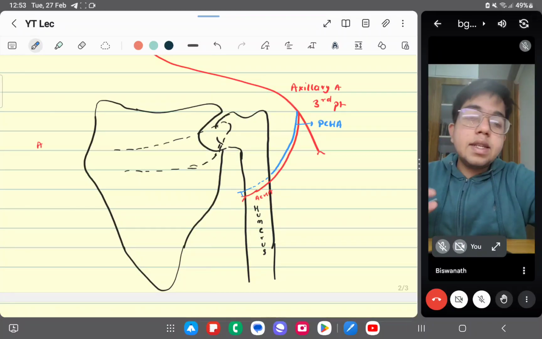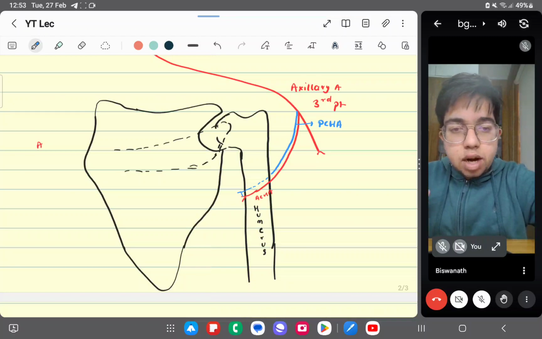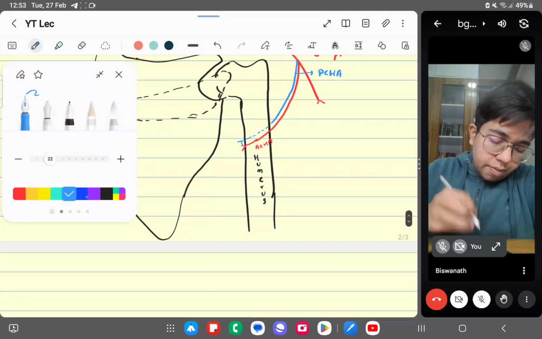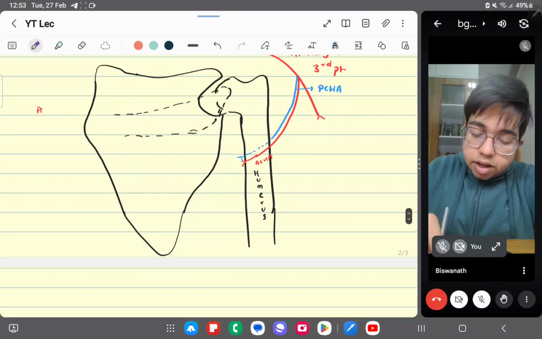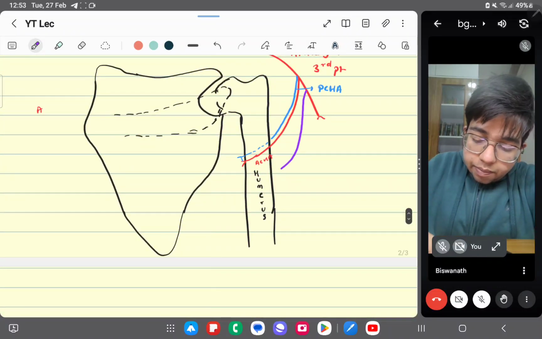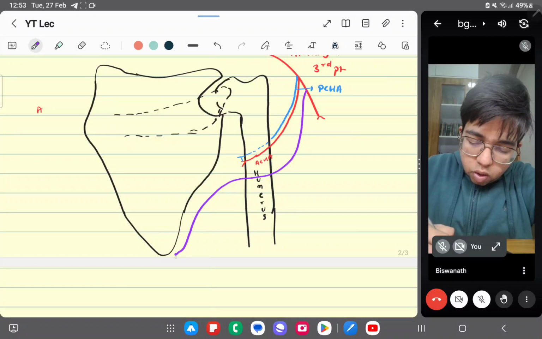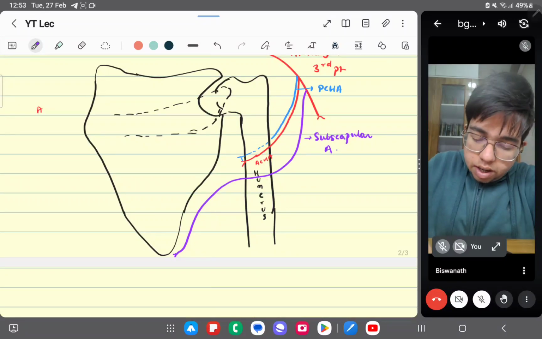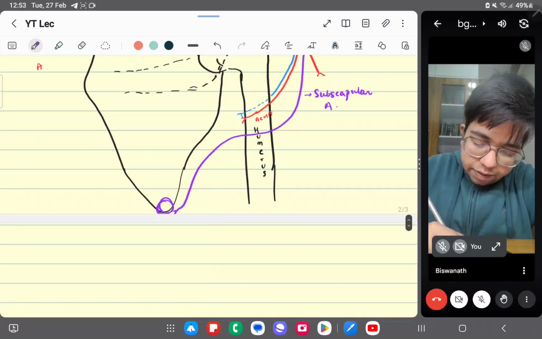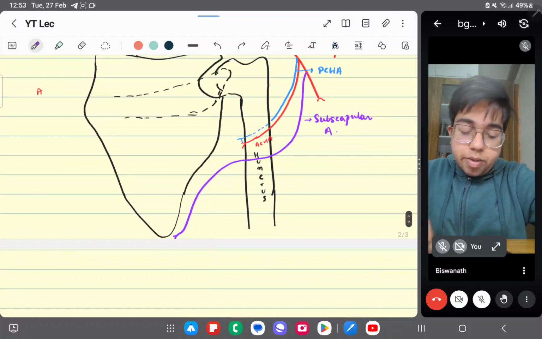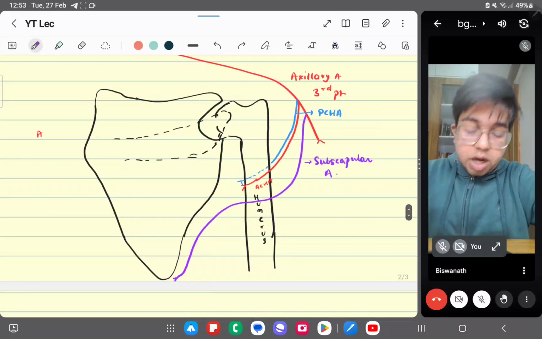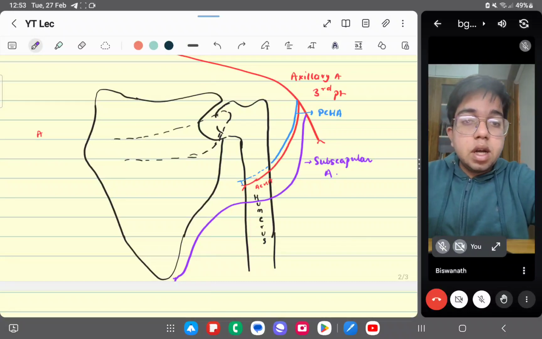And again, there is another artery which is called the subscapular artery. This subscapular artery will move to the inferior angle. I'm drawing the subscapular artery in another color yet. This is the subscapular artery. It will be going up like this, reaching the inferior angle. This is the inferior angle of that part, the scapula.